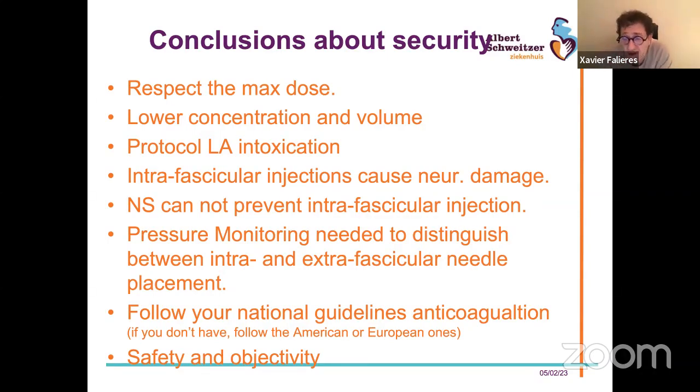Yeah, for the anticoagulation, you don't have any guidelines. Mostly for a single short block, not a deep block, we don't have any contraindication anymore for anticoagulation. We give blocks in all circumstances. Only for the very deep blocks, we have to follow some safety guidelines. Certainly, patients using anti-vitamin K and anti-10A. Be safe and objective.